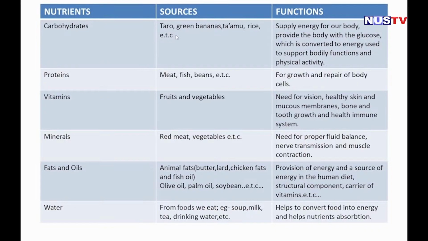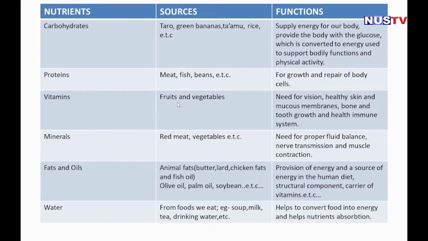And that's our table. For nutrients, we have carbohydrates, the sources of carbohydrates, for example taro or green bananas, and so on. Carbohydrates supply energy for our body, provide the body with glucose, which is converted to energy used to support bodily functions and physical activity. Another nutrient is proteins. They're found in meat, fish, and beans, and many other sources of proteins. Proteins are for growth and repair of body cells.